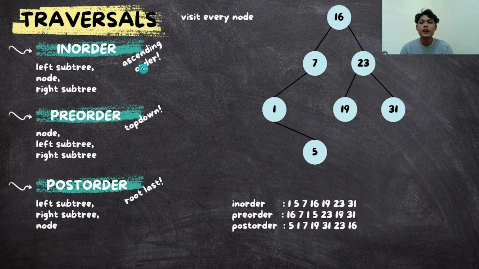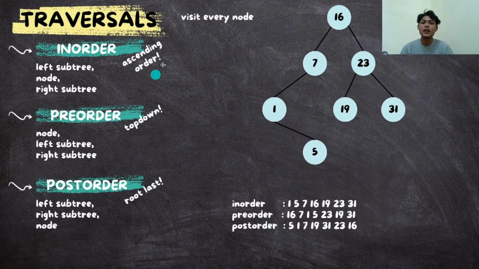In order, first you must go all the way to the left subtree, then to the node, and then all the way to the right subtree. So let's say in this tree, the in order traversal is: first we go to the left subtree, the leftmost node, which is 1. Then we go to 5, 7, back to the node 16, and then we finish the right subtree. However, we do not go to 23 first, as it has a left subtree. So we go to the 19 node in the right subtree. So do you guys understand?